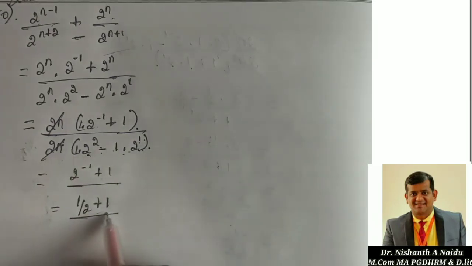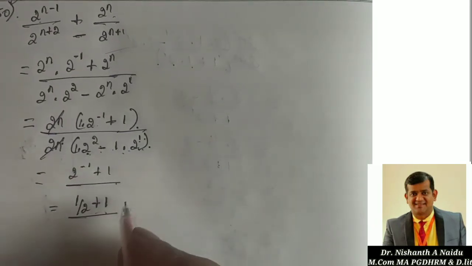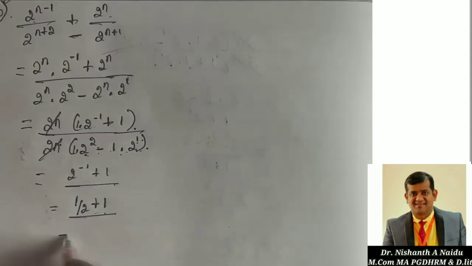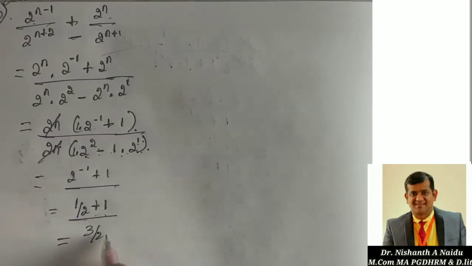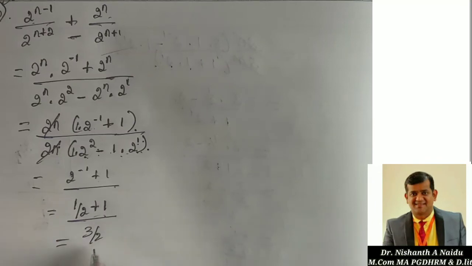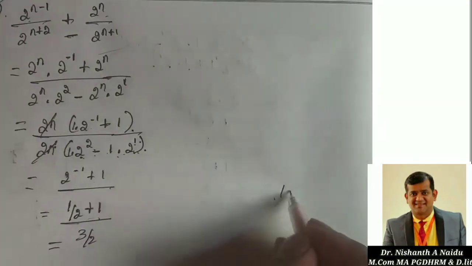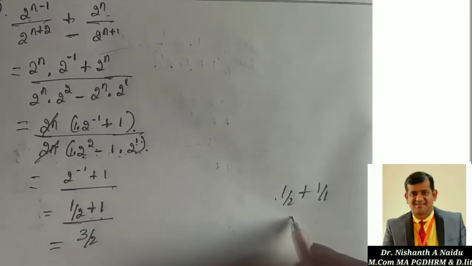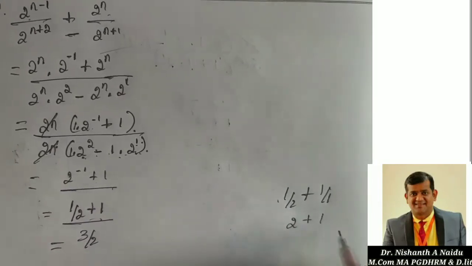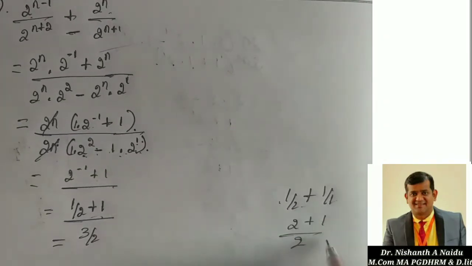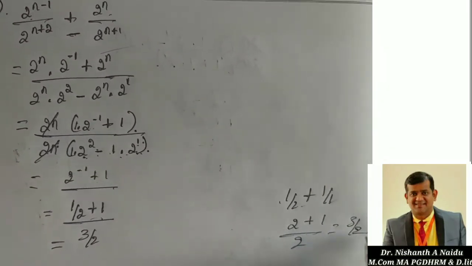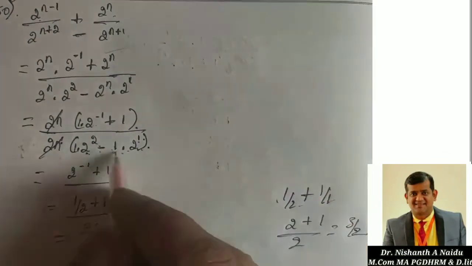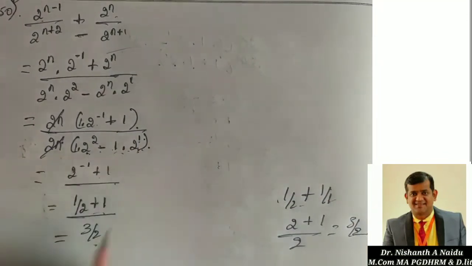Okay, 1 by 2 plus 1. So that is equals to 3 divided by 2. 3 divided by 2, how? 1 by 2 plus 1 by 1. So that is 2 ones are 2, 1 ones are 1, divided by 2. That is 3 divided by 2, which I have taken here. 3 divided by 2. Because this remains same. 1 into 2 to the power of 1.